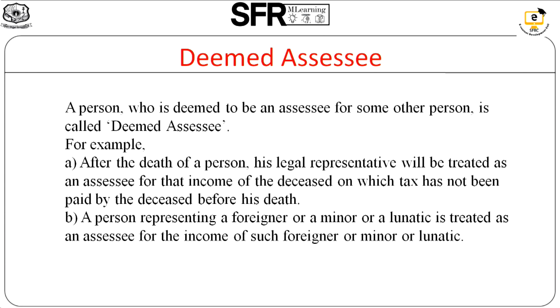Next we are moving to the definition of deemed assessee. Who is a deemed assessee? A person who is deemed to be an assessee for some other person is called a deemed assessee. Here we can give an example. After the death of a person, his legal representative will be treated as an assessee for that income of the deceased on which tax has not been paid by the deceased before his death. A person representing a foreigner or a minor or a lunatic is treated as an assessee for the income of such foreigner or minor or lunatic.